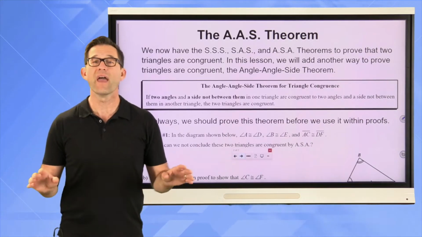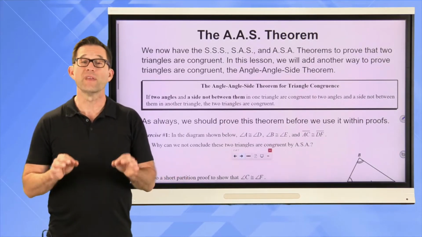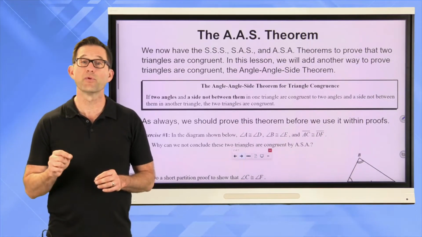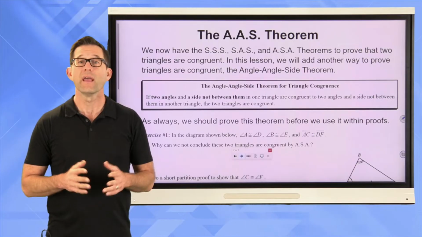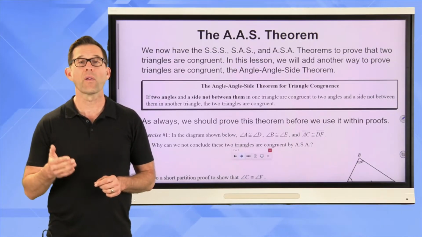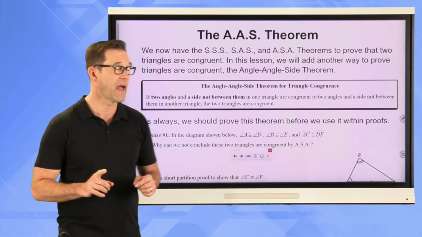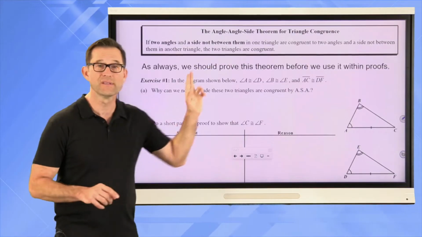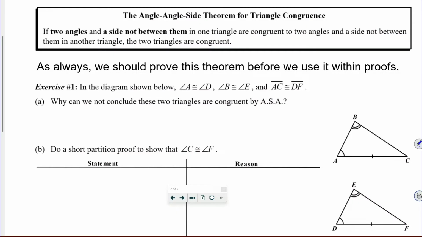All right, the AAS theorem. We now have the SSS, SAS, and ASA theorems to prove that two triangles are congruent. In this lesson, we will add another way to prove triangles are congruent, the angle-angle-side theorem. Angle-angle-side, not angle-side-angle, but angle-angle-side. So let's take a look at what that theorem says.